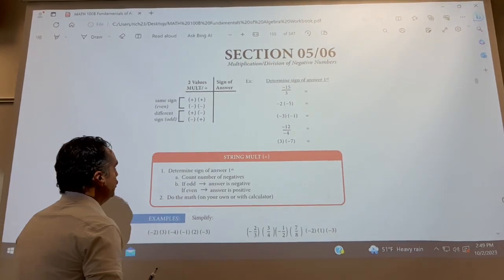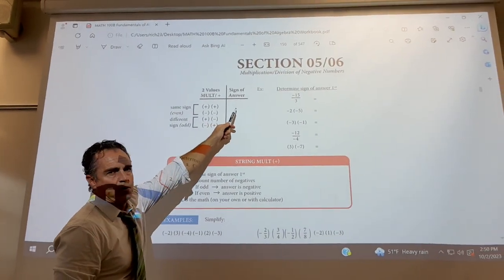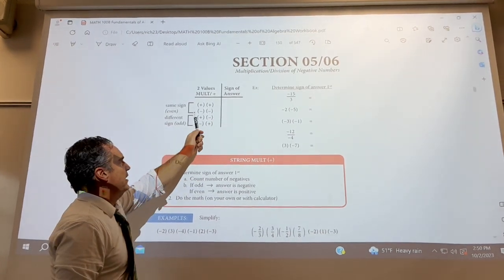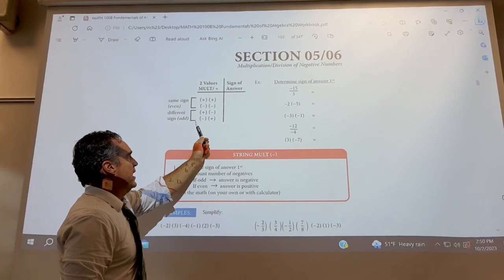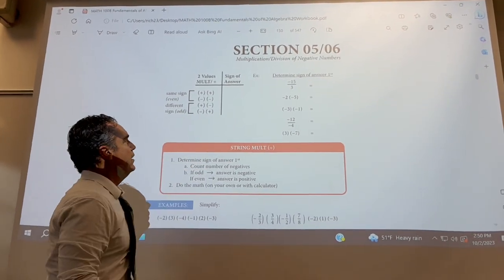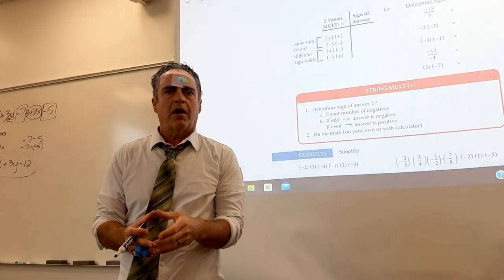First of all, in multiplication and division, what does a positive and a positive make for an answer? Positive. How about a negative and a negative? Positive. How about a positive and a negative? Negative. And a negative and a positive? A negative.